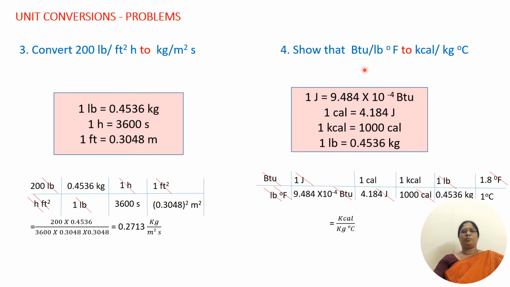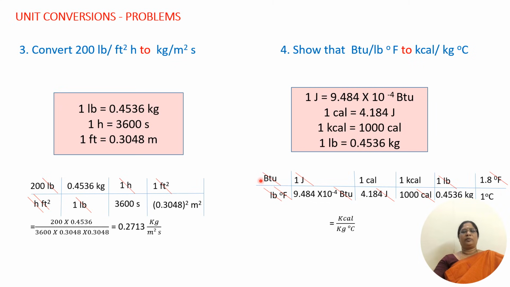Next, you're going to prove that 1 BTU per lb degree Fahrenheit is equal to 1 kilocalorie per kg degree Celsius. For that, we have to write down all the unit conversions. First, we don't know the direct conversion between BTU and kilocalorie, but we know that 1 joule is equal to 9.484 into 10 raised to the power minus 4 BTU, and 1 calorie is equal to 4.184 joule, and 1 kilocalorie is equal to 1000 calorie. And we know that 1 lb is equal to 0.4536 kg. And also delta 1.8 degree Fahrenheit is equal to delta 1 degree Celsius.